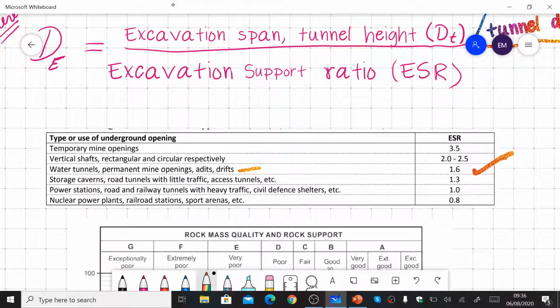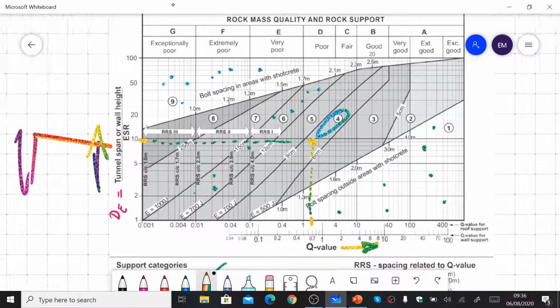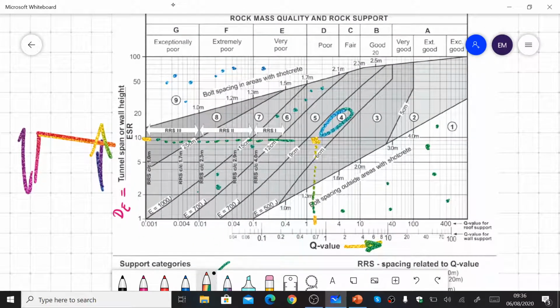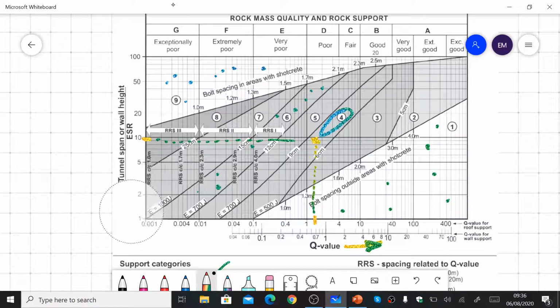If you have different conditions, if you have temporary support for mines, it is 3.5, and if it is a nuclear power plant, it is 0.8. Basically you will find out based on the type of construction you are using. So from this you can find out DE, and then lastly you see here we have this, let me move this extra stains here.